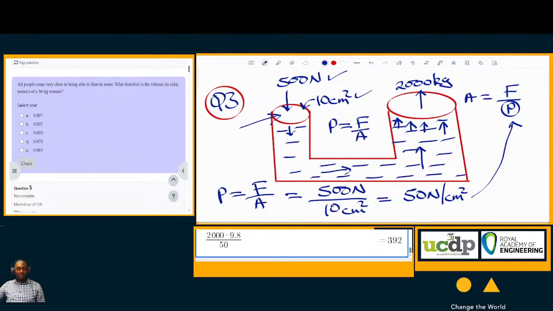Okay, question 4. I don't see any questions so far. Let me check on the other side. No question as well. So I hope you are managing to follow. Let's proceed to question 4.